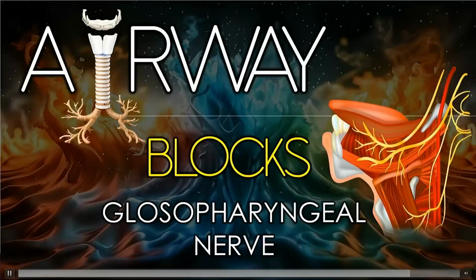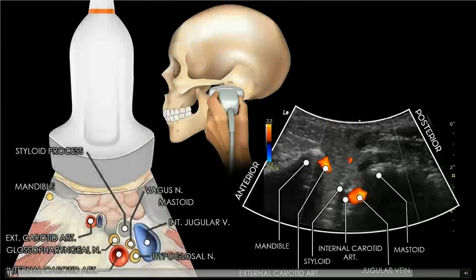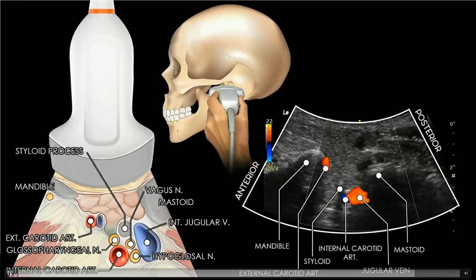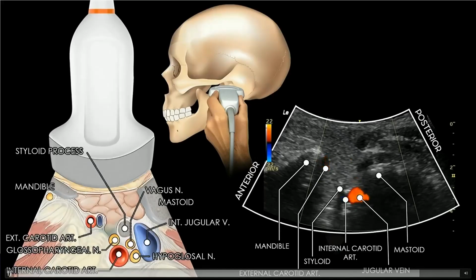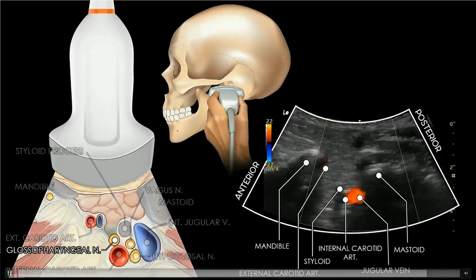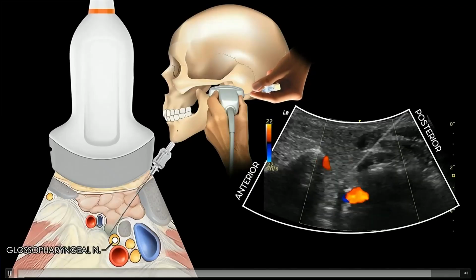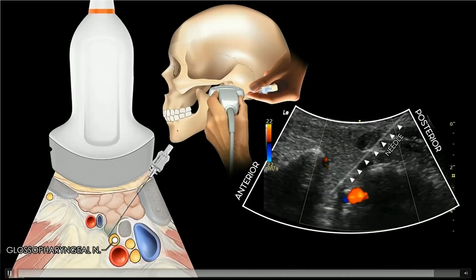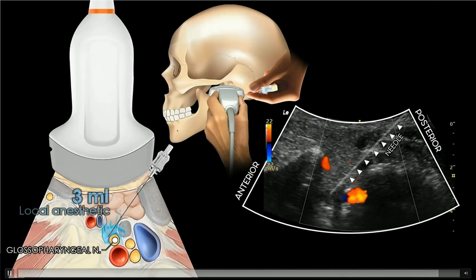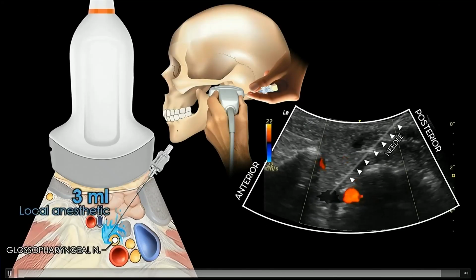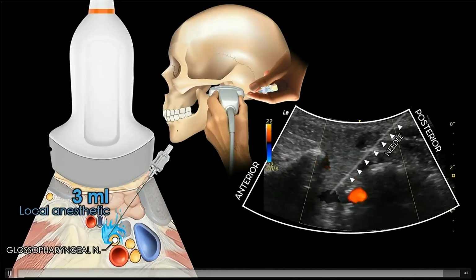Ultrasound-guided glossopharyngeal nerve block. Begin by identifying the key anatomical landmarks under ultrasound. The glossopharyngeal nerve typically courses just medial and anterior to the styloid process near the lateral pharyngeal wall. Using an in-plane, posterior to anterior needle approach, insert a 22 to 25 gauge needle under real-time ultrasound guidance, advancing it toward the space just anterior to the styloid process and lateral to the pharyngeal wall.